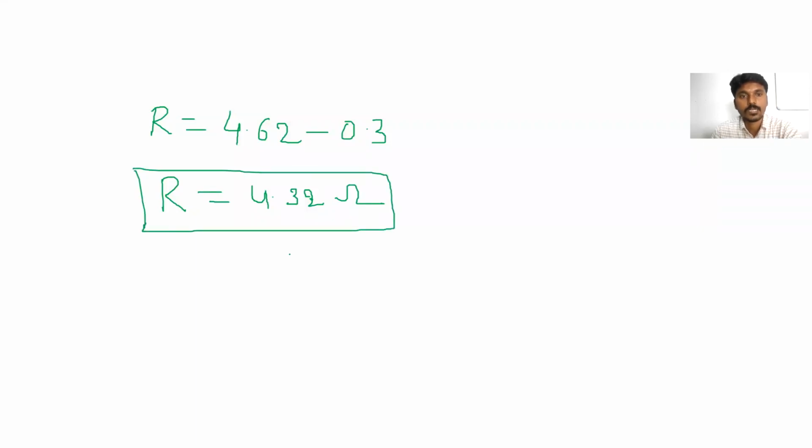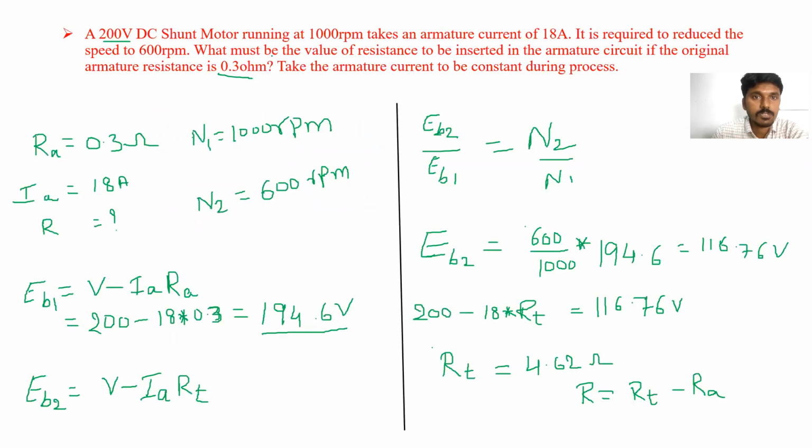Yes, sir. Okay, so if you add this much resistance in the armature circuit, then the speed will decrease from 1000 rpm to 600 rpm. That is the question. Clear? So what he is asking is, if my 1000 rpm motor is to be decreased to 600 rpm, how much resistance do I have to add? How much resistance to add, that is the question.